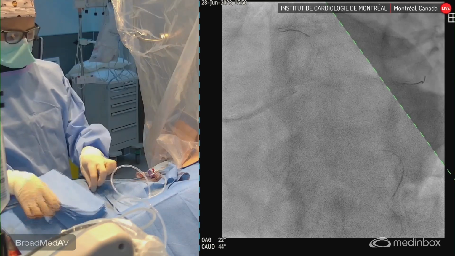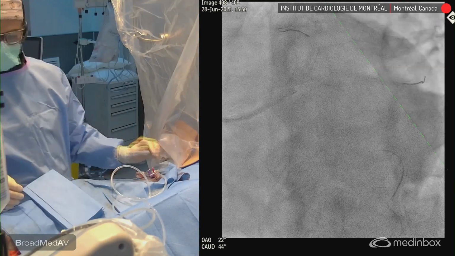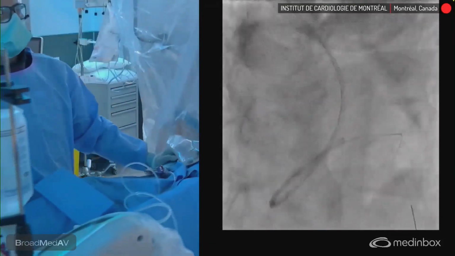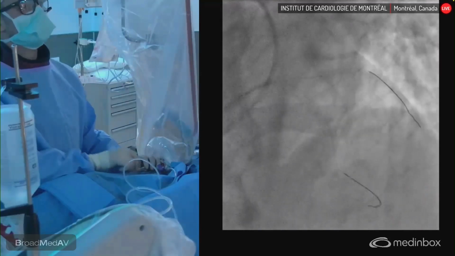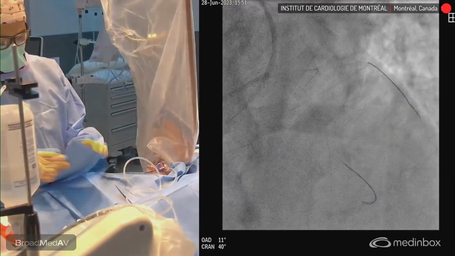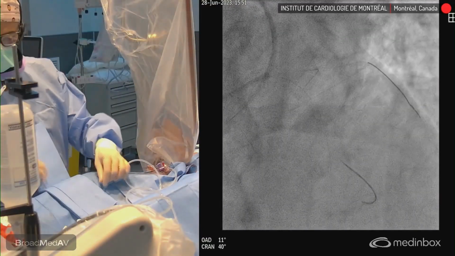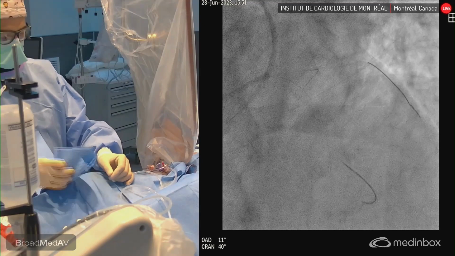So now you have the wire in the LAD, you have a wire in the marginal. Get the good wire for the stent. All right, so it looks like I'm into the LAD. LAD, just perfect. Going to push that wire down. It's knuckled. I like that. Okay, let's bring the stent.